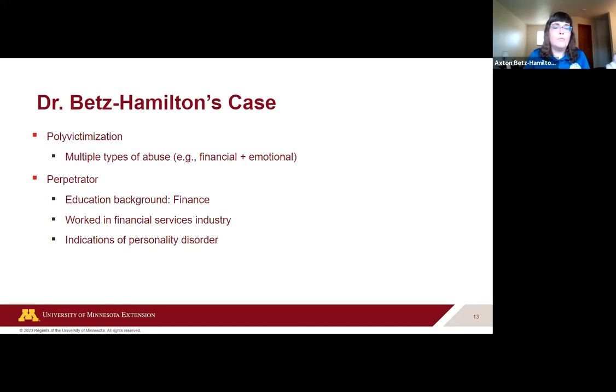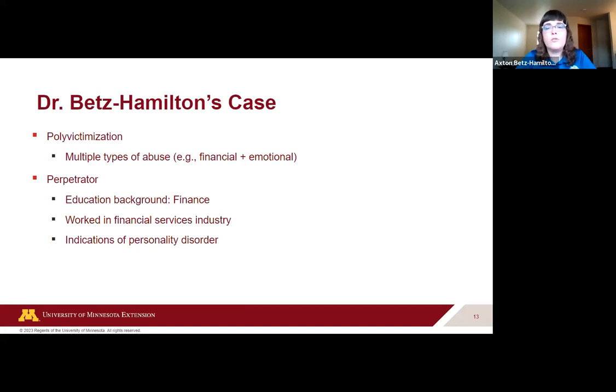In my case, I will share a little bit of information about the perpetrator. So her educational background was finance. So, the perpetrator in my case had the knowledge to know what boundaries she could push with identity theft and with some of the other financial abuse that she was engaged in. So instead of using her knowledge to help people, she actually used it to benefit herself while in the process of hurting her family members.